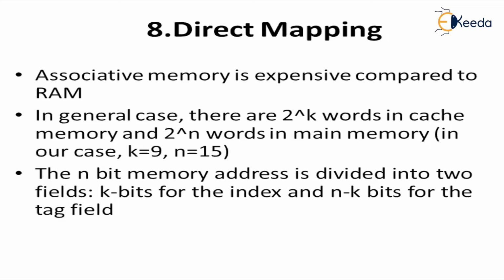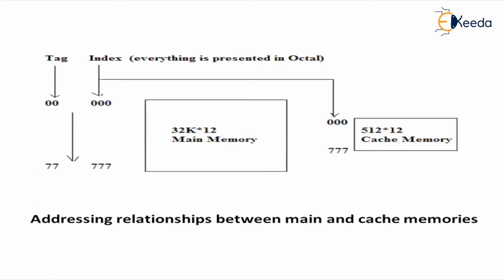as compared to RAM. For example, we are aware that there are 2 raised to k words in cache memory and 2 raised to n words in the main memory. In our case, what we have seen right now, k is equal to 9 and n is equal to 15, where we have seen the memory address of a CPU as 15. If the n-bit memory address is divided into two fields, k bits for the index and n minus k bits for the tag field. Now look at this diagram.